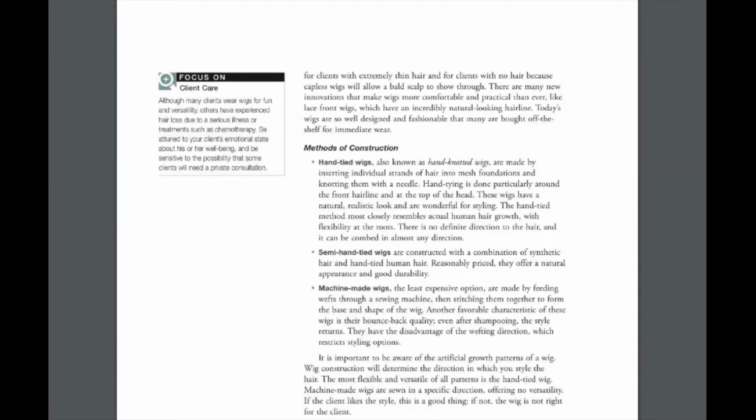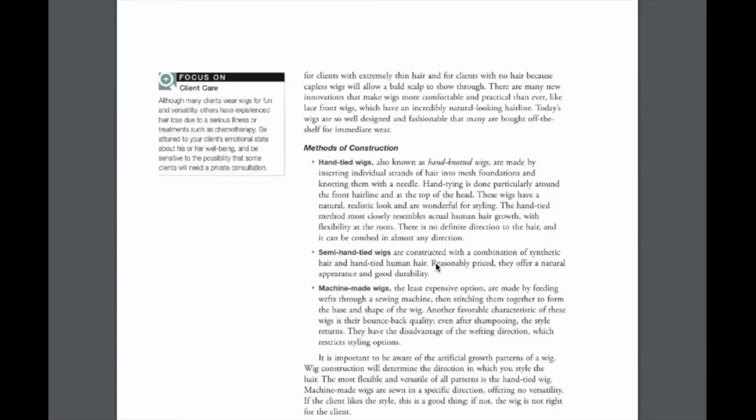You have a few different methods of constructing a wig. You have hand-tied wigs, semi-hand-tied wigs, and machine-made wigs. Hand-tied wigs, also known as hand-knotted wigs, are made by inserting individual strands of hair into mesh foundations and knotting them with a needle. Hand tying is particularly done around the front hairline at the top of the head, and these wigs have a more natural, realistic look and are also very good for when you want to style the hair.